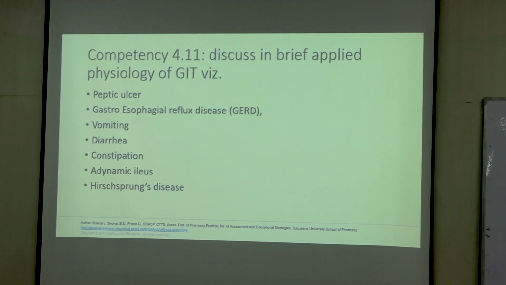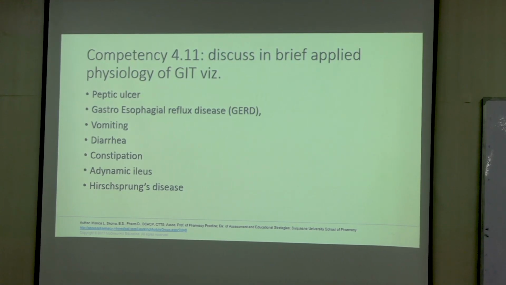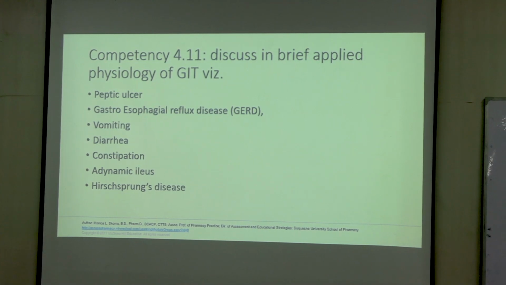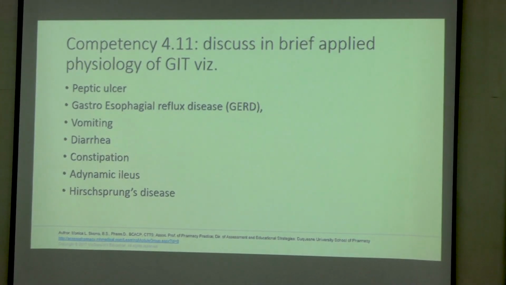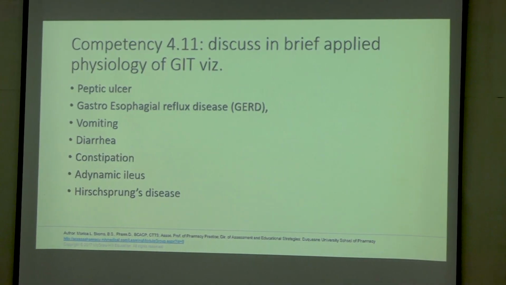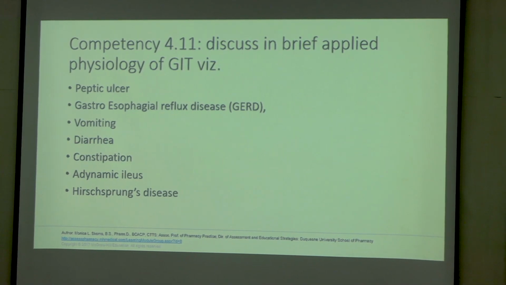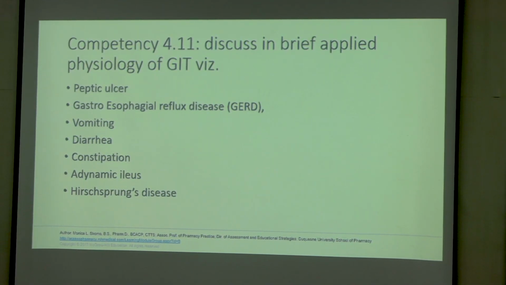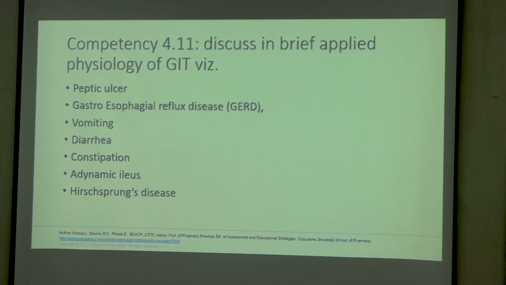Today we will be learning competency 4.11, and it says discuss in brief applied physiology of GIT. Applied physiology here means we have to study different disorders of the gastrointestinal system. The first one is peptic ulcer.